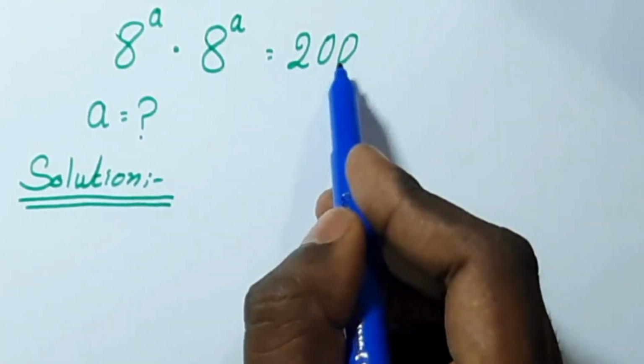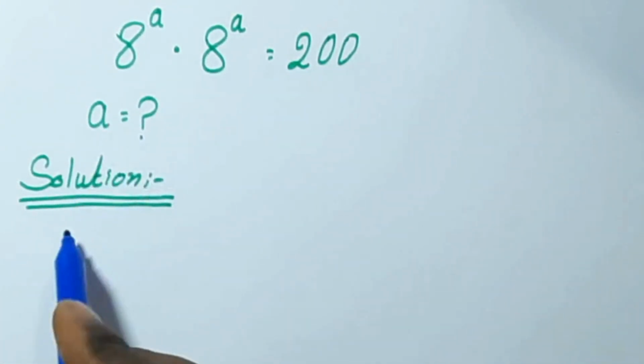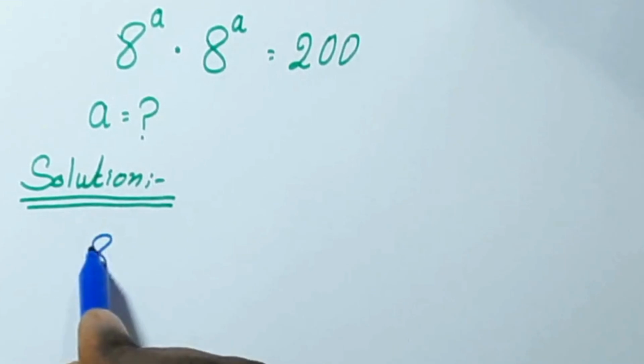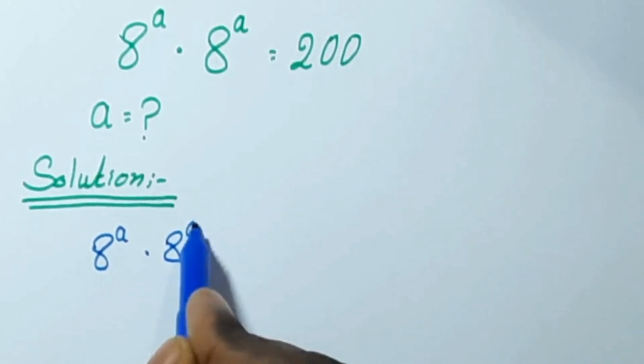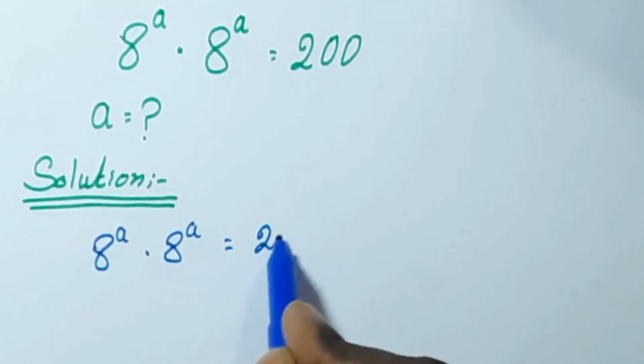Today we are going to solve this equation to find a. Solution: 8^a × 8^a = 200.